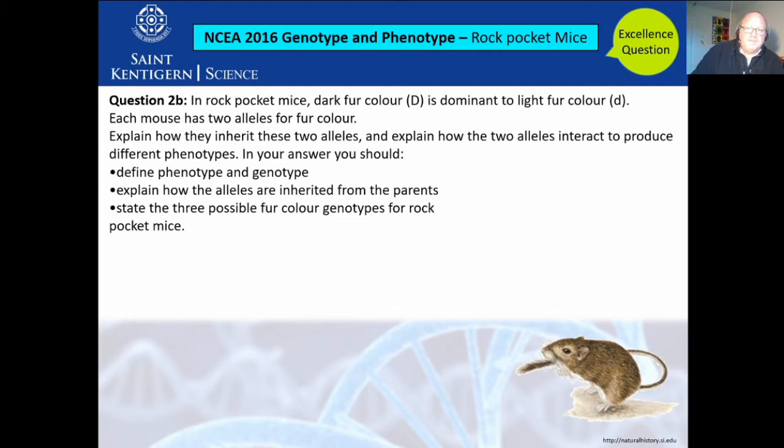Dark fur is dominant, and light fur is recessive. Each mouse has two alleles for fur color. Explain how they inherit these alleles. Explain how two alleles interact to produce the phenotype. In your answer, you should define phenotype and genotype. It's exactly the same, guys. Fur color, blue eyes, striped shell. It's exactly the same. Explain how these alleles are inherited from the parents.